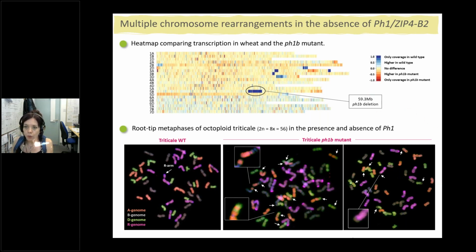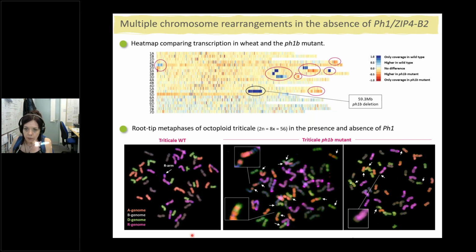On the top, you can see a heat map comparing transcription in wild-type wheat and in the Ph1b mutant. In dark blue, you can see the genes only expressed in wheat with no coverage in the mutant, and in orange, the ones more expressed in the mutant. So we can clearly visualize the 59 megabase deletion in Ph1b. But we can also detect many other deletions and chromosome reorganizations.